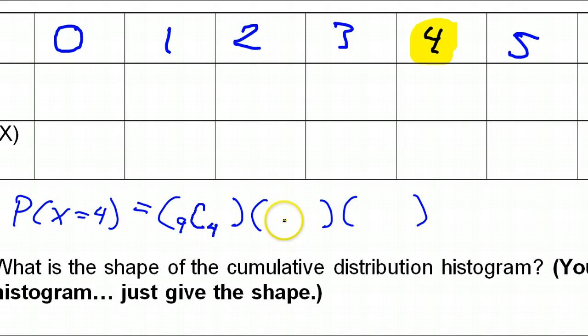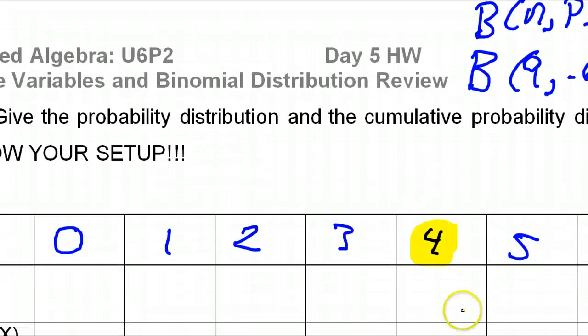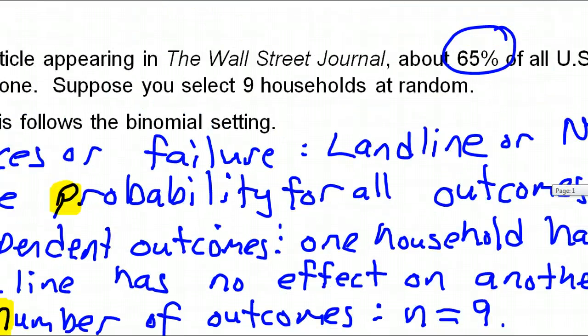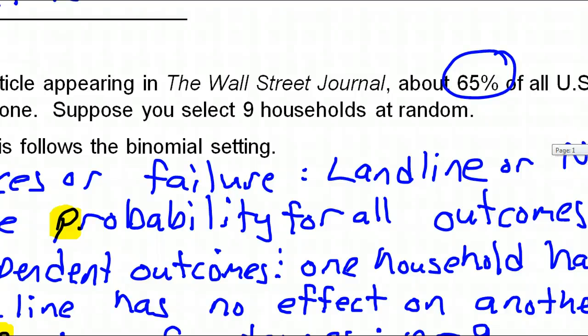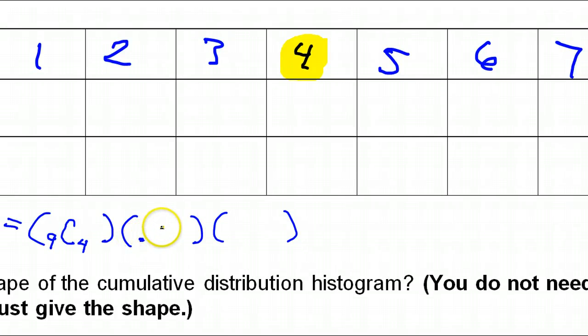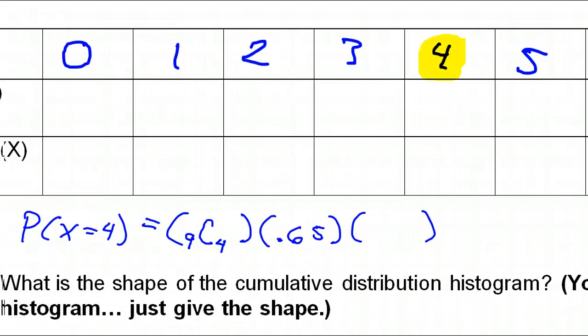In your second parentheses, you're going to have a probability. In fact, the remaining parentheses are both probabilities. The first one will be the probability of success, and the second one will be the probability of failure. The probability of success is the thing that we wrote down at the beginning, 0.65. It's that 65% that they gave us on the previous page, 65%, 0.65, all day. So we're going to put 0.65 right here as our probability of success.